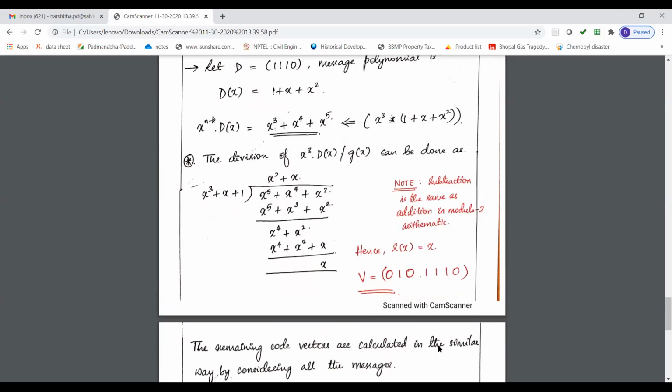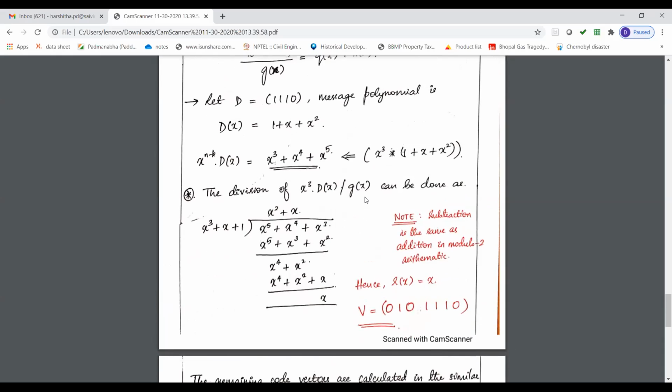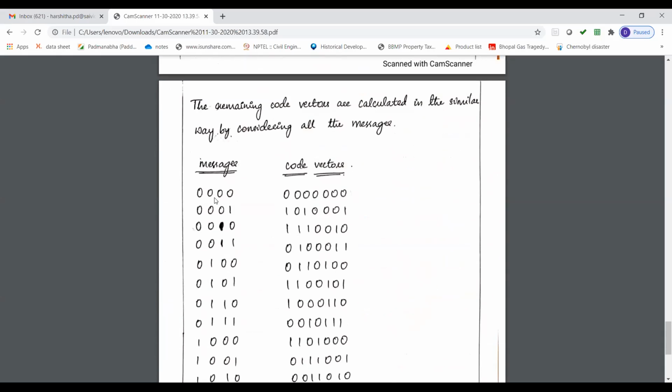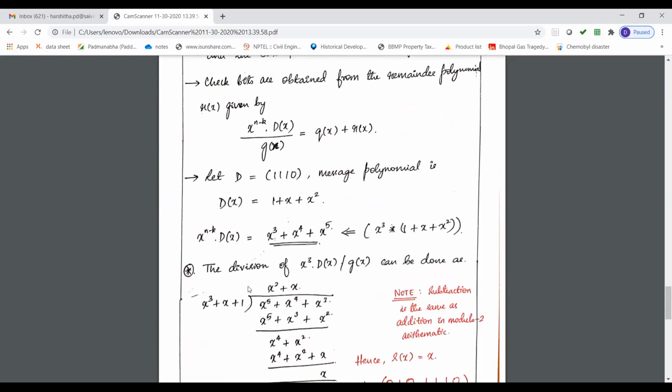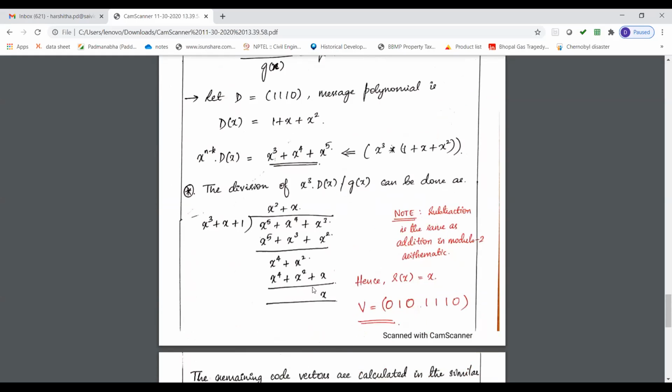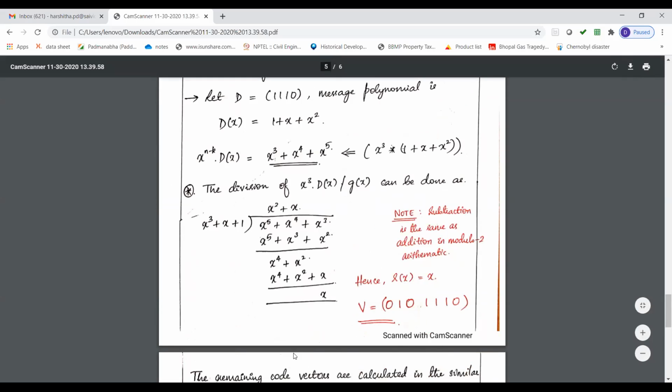So like this, we will have to write the code words considering all these messages, that is 0000, 0001, 0010 and so on till 1111, and we will have to perform the multiplication of x to the power of n minus k with the d of x that is given over here, and divide this by the generator polynomial that is given in the question, and by using this remainder polynomial you will have to write the check bits first and then followed by the data. We'll get the code vector in the systematic form.